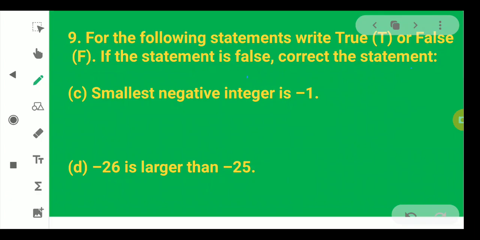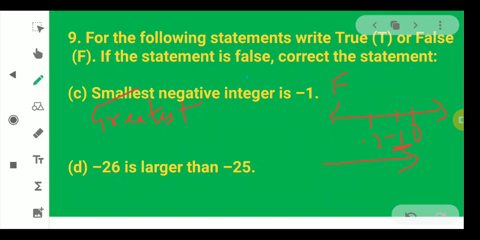Third is: the smallest negative integer is minus 1. Now let me see, if this is 0, this is minus 1, minus 2, like this. And we know that on the right side we are moving in increasing order. So according to this, minus 1 is the greatest negative integer among all the negative ones, because it is on the extreme right of every negative integer. So this statement is false. So instead of smallest, we will write greatest or largest.